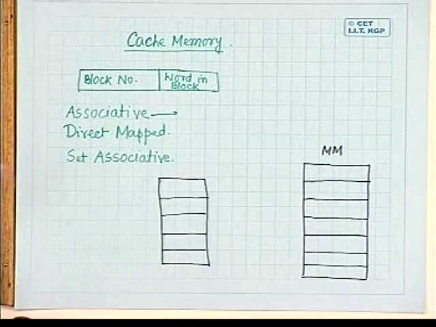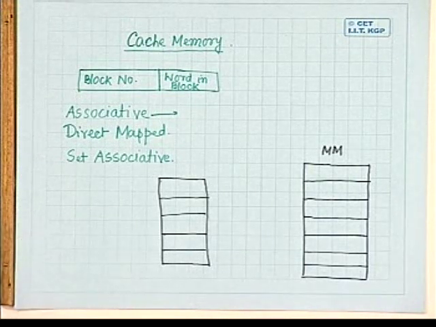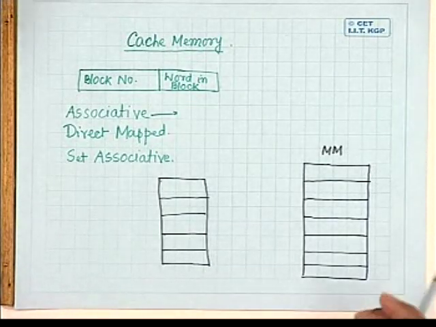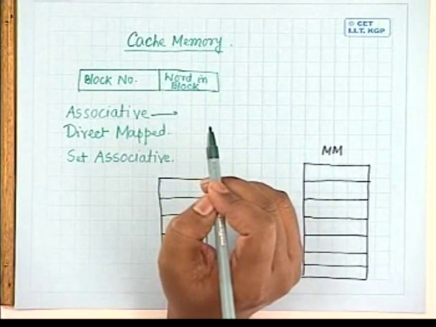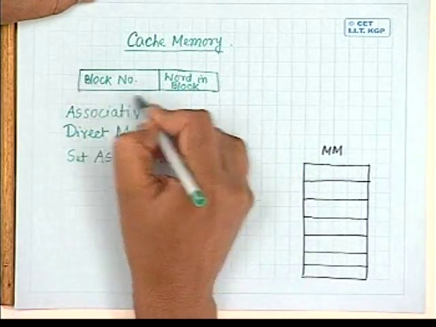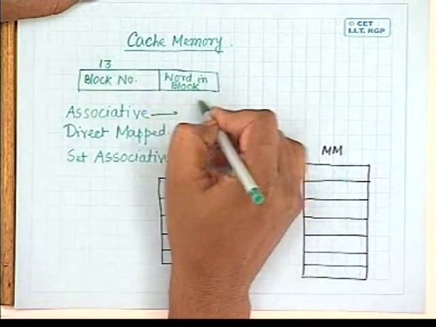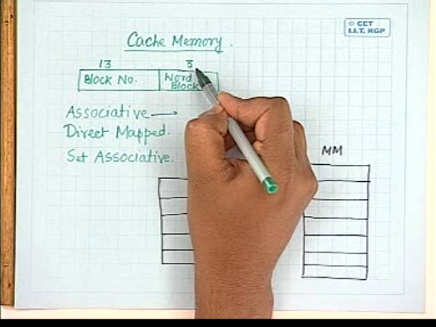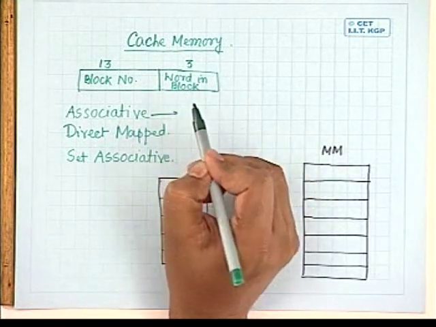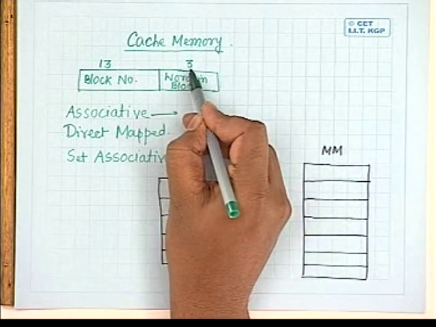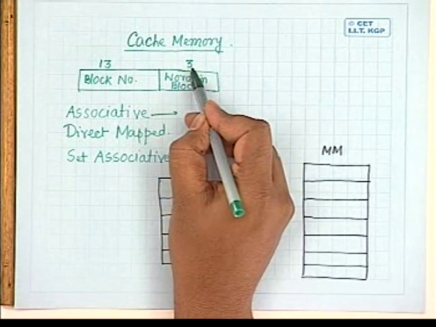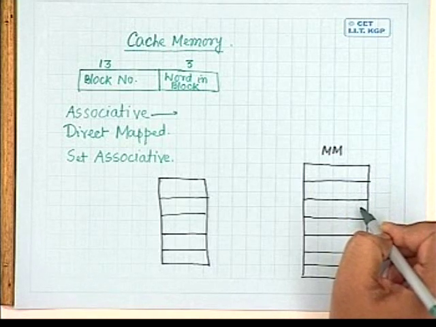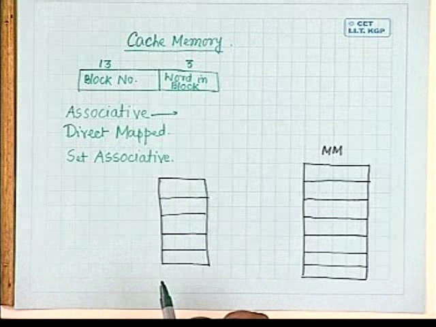Now coming to this example, let me consider a smaller size machine. Suppose I have a machine which accepts a 16-bit address. Out of those 16 bits, suppose the block number contains 13 bits, and the word in a block contains 3 bits. So obviously every block will consist of 8 bytes, because if I have to identify a particular byte within a block, then byte identification has to be made only with these 3 bits, and with 3 bits, I can identify only 8 bytes. So when I divide this main memory into a number of blocks, every block is of 8 bytes. Similarly, every block in the cache memory is also of 8 bytes.